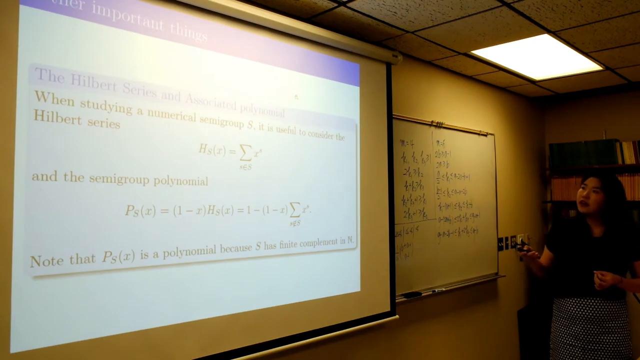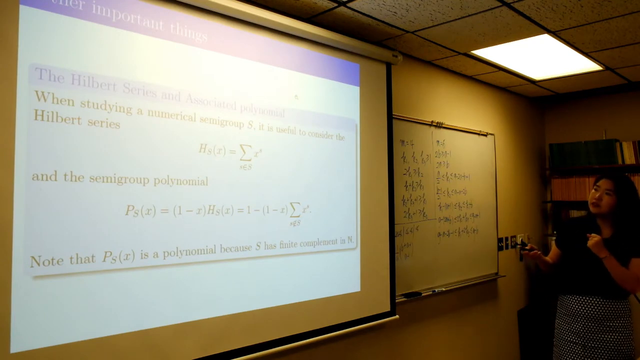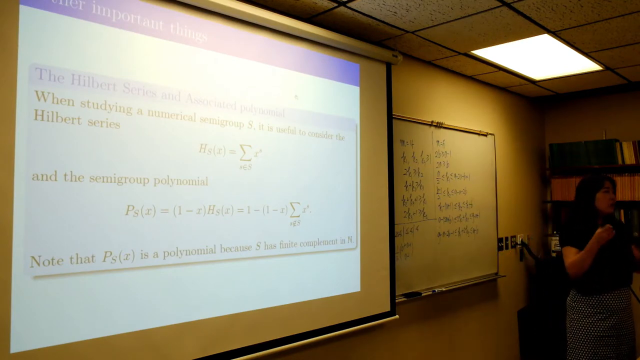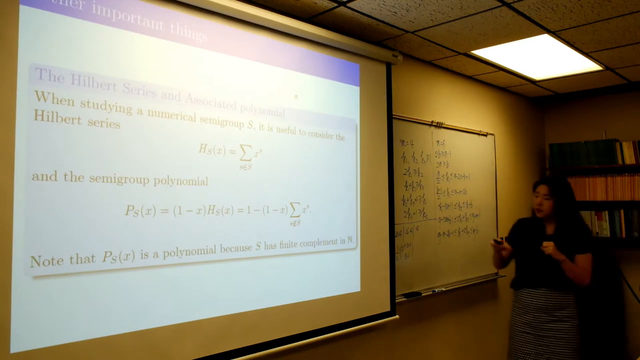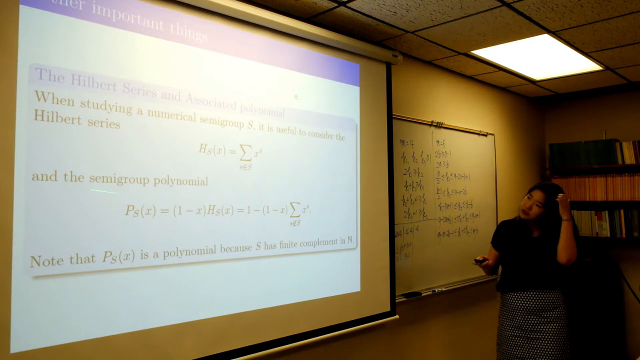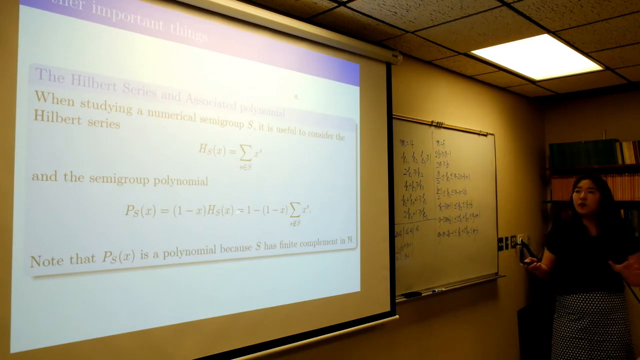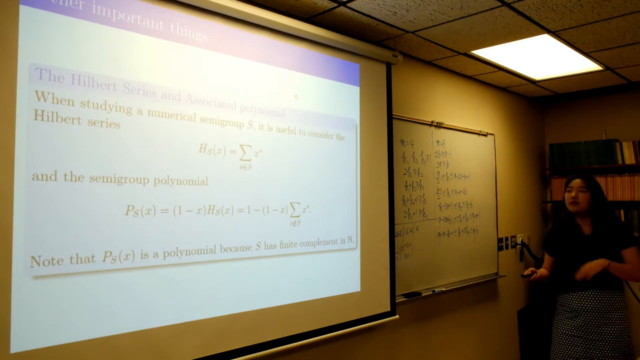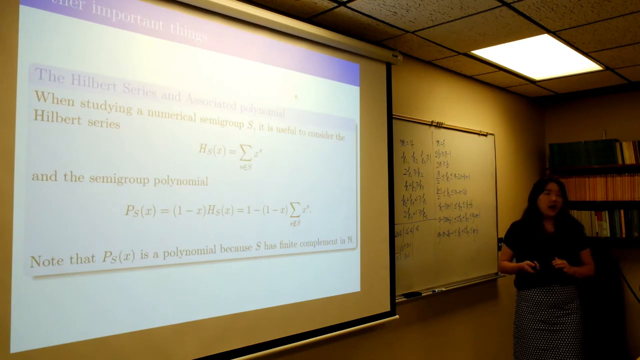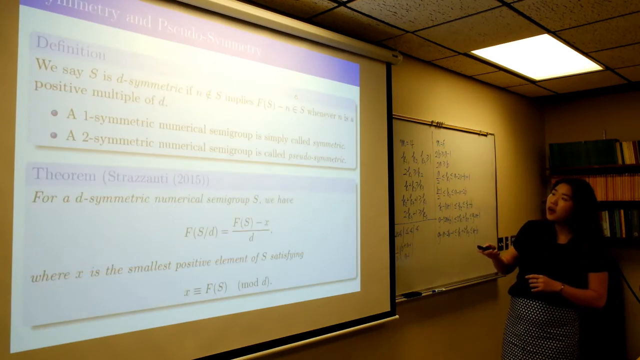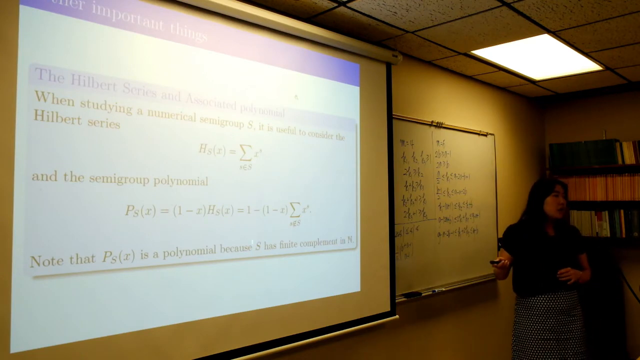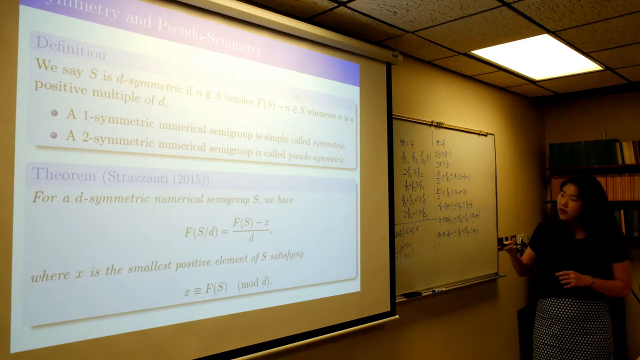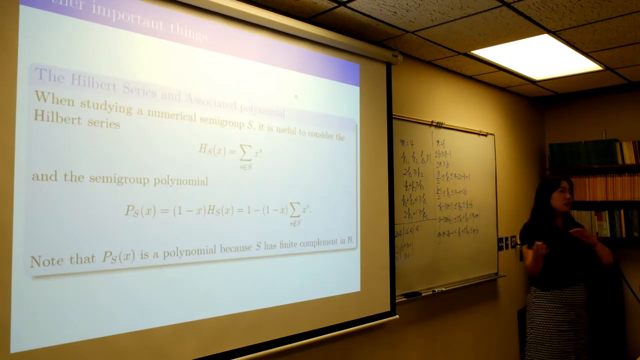Hilbert series is simply the sum of X to the power, where that power comes from the elements of the numerical semigroup. And for each numerical semigroup, we can define the semigroup polynomial, which is defined in this manner. And this is a polynomial because S has finite complement in N. And actually, this symmetric part comes from this polynomial in here, because when this condition is satisfied, then this polynomial is D-symmetric.